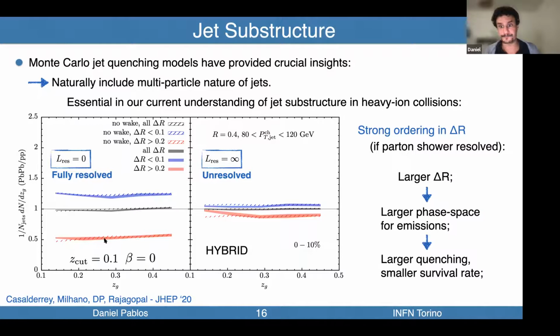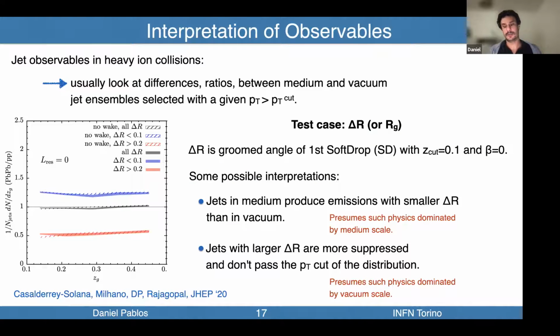This we understand in exactly the same way we did the two observables before, in the sense that the strong ordering in the groomed radius is because once you have a larger groomed radius, you have a larger phase space for emissions, and you have a larger quenching and therefore a smaller survival rate. So you have a bias towards the narrow jets, and this is actually a very good observable to discuss in more detail.